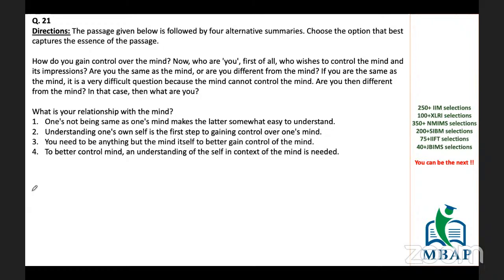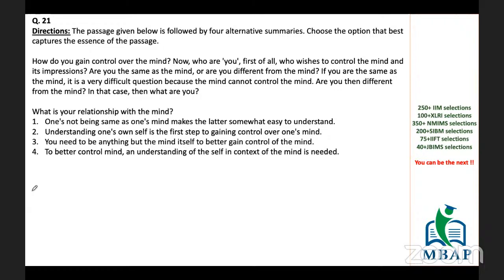Questions. Now, one's not being the same as one's mind makes the latter somewhat easy to understand. Okay. This is not true because it is not said by the author that if one is not the same as one's mind, it would be easy to have control over mind, right? So this one cannot be the answer. Second said, understanding one's own self is the first step of gaining control over mind. Okay. So the first step, we have not clarified here. The first step is to clarify one's relationship with one's mind.